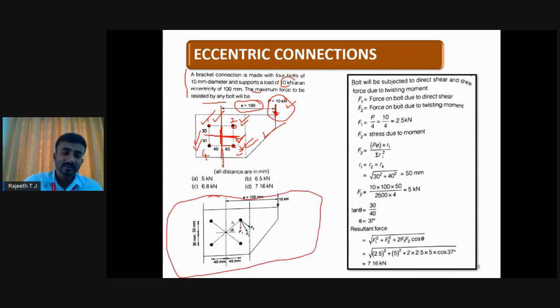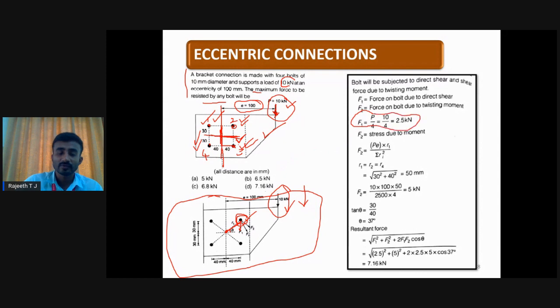they considered the first bolt, second bolt as the extreme bolt. For this they drew a radial line from the center of the pattern. That radial line inclination they have taken as theta, whereas here they have written F1. What is this F1? F1 is the force due to the direct shear because of the 10 kilonewton force acting downwards. The force acting on this bolt they have taken as F1.